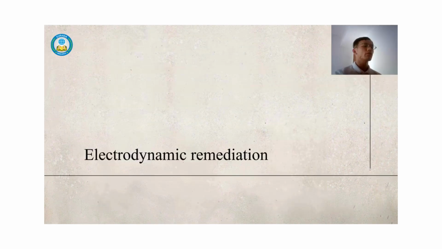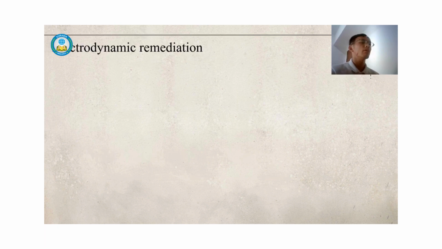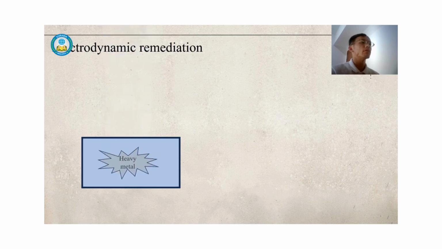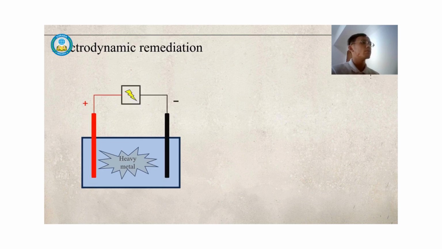And next, let's talk about electrodynamic remediation. How does electrodynamic remediation work? First, we will have a tank filled with electrode solution and place heavy metal soil in it. Next, the electrode plates will be placed on both sides, and we will power on.